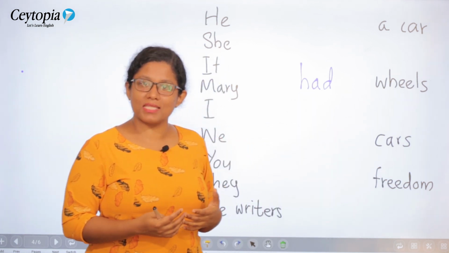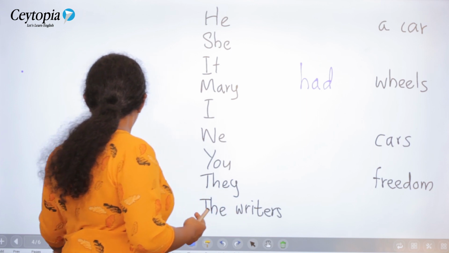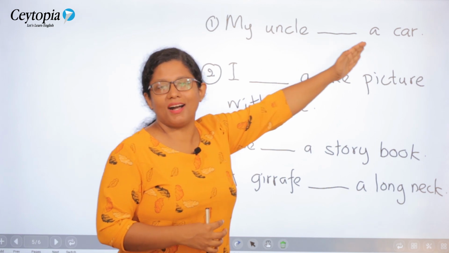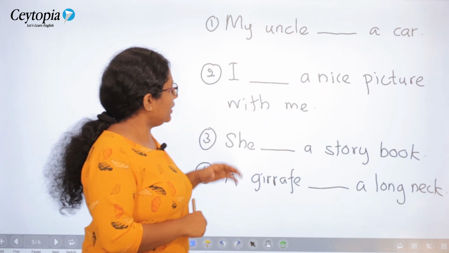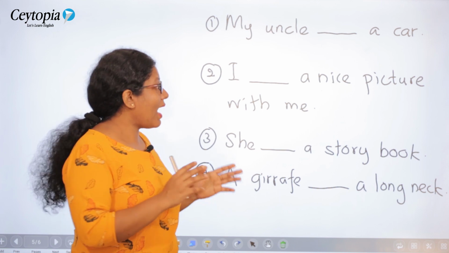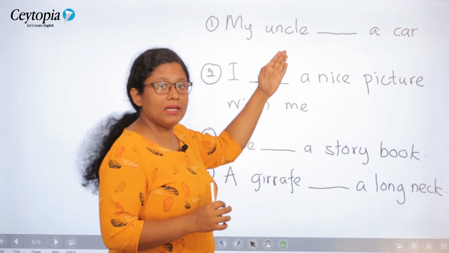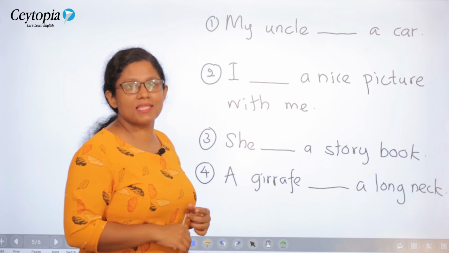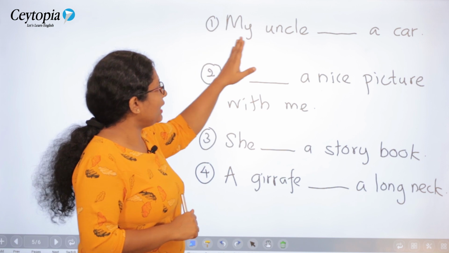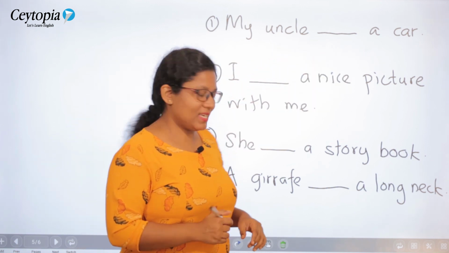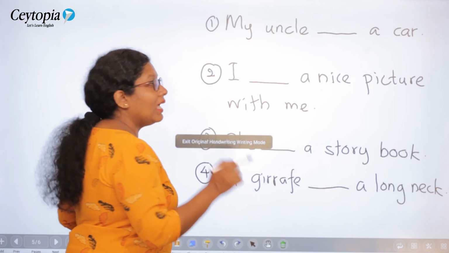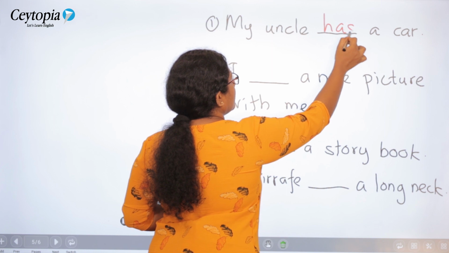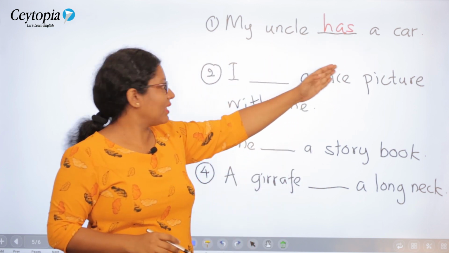Let's take a look at a few example sentences and talk about the idea further. My uncle blank a car. Let's fill in the blanks with me. Now in this case I want you to use has or have to fill in the blanks. We are talking about the present time in all these four examples. Let's try. My uncle blank a car. What is your answer? Yes, my uncle is singular, therefore we use has. My uncle has a car.